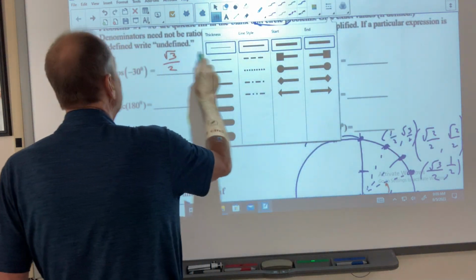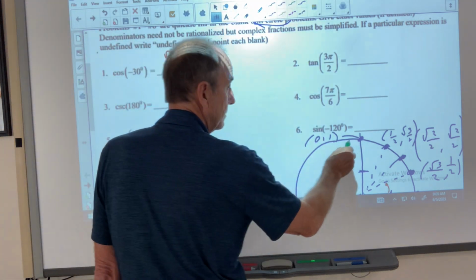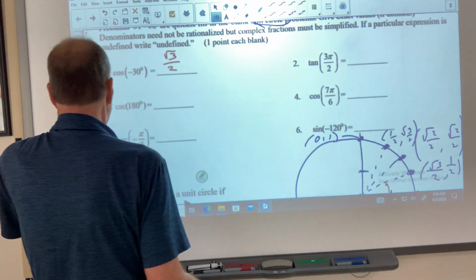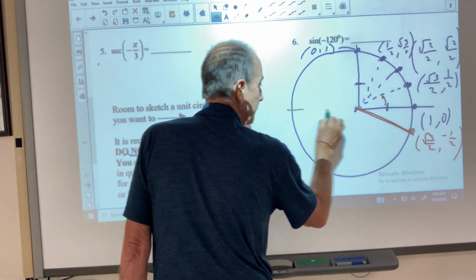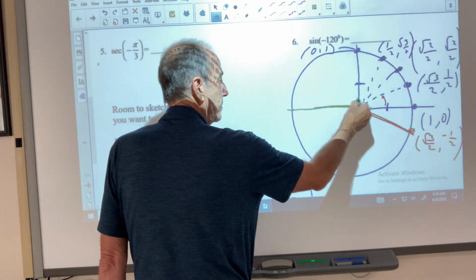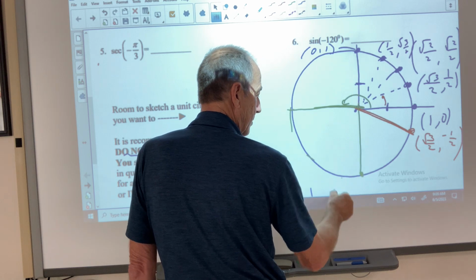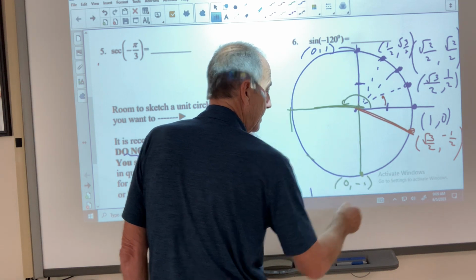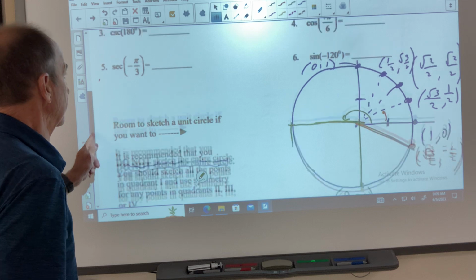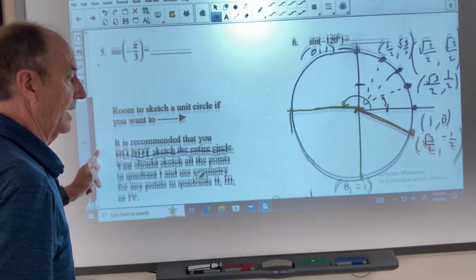This was pi over 2 at the top, right? And this is pi over here. 180 degrees is pi. 3 pi over 2 is down at the bottom of the circle. Ordered pair, (0, -1). And we were asked to find the tangent of that.